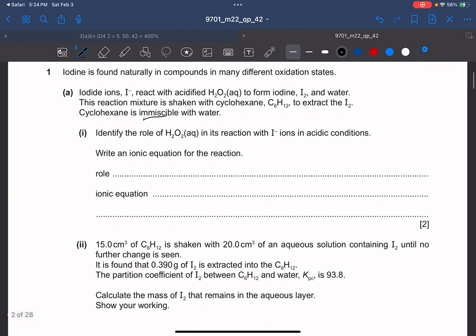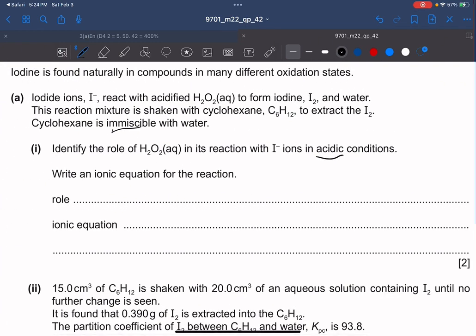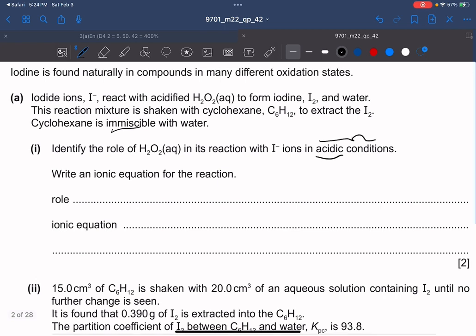Identify the role of H2O2 in its reaction with I- ions in acidic conditions. What it means by acidic conditions is that we're going to find a set of H+ ions somewhere in the equation. So it's probably good to note that down. First, let's identify the role of H2O2 here.